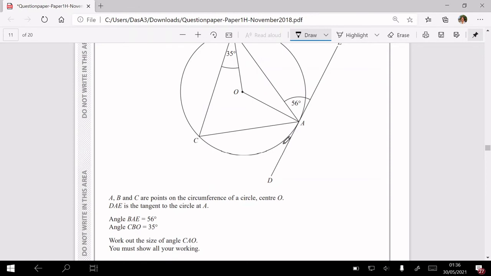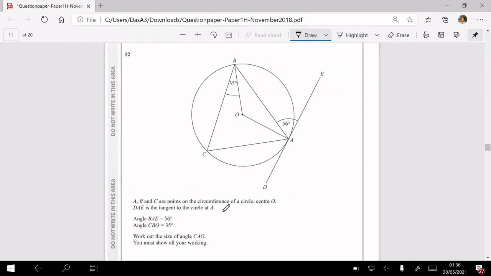So for this question, ABC are points on the circumference of a circle, center O. DAE is a tangent to the circle at A. Angle BAE is equal to 56 degrees. Angle CBO is equal to 35. Oh, sorry, I read it as percentage, but it's degrees. Angle CBO is equal to 35 degrees. Work out the size of angle CAO. So they want angle CAO, which is this angle. You must show your working out.